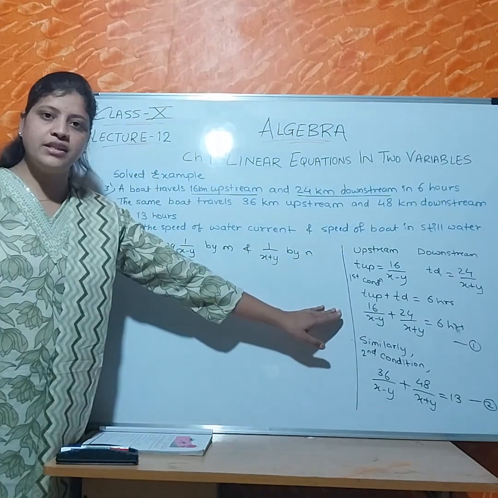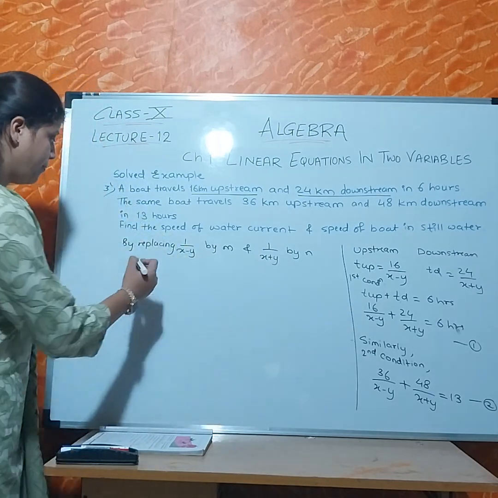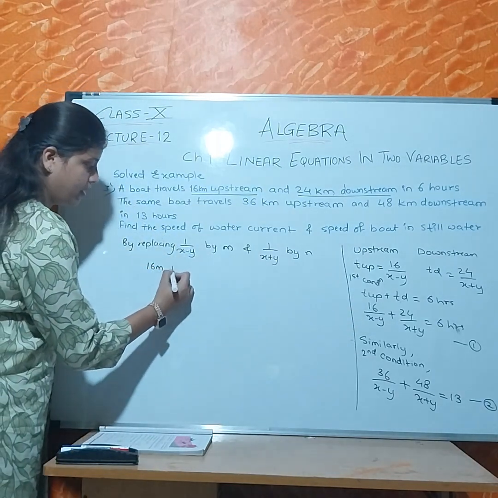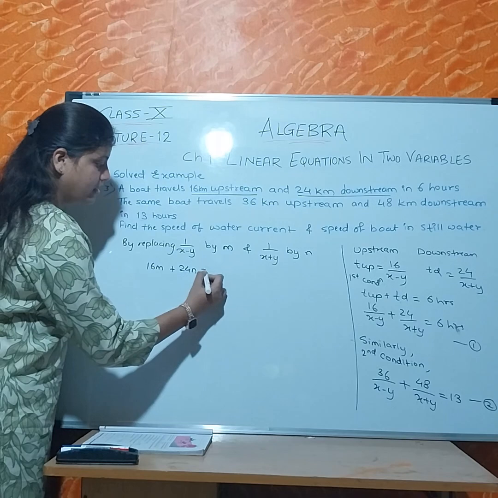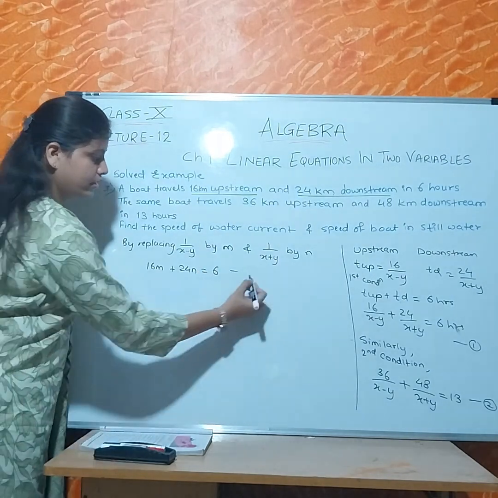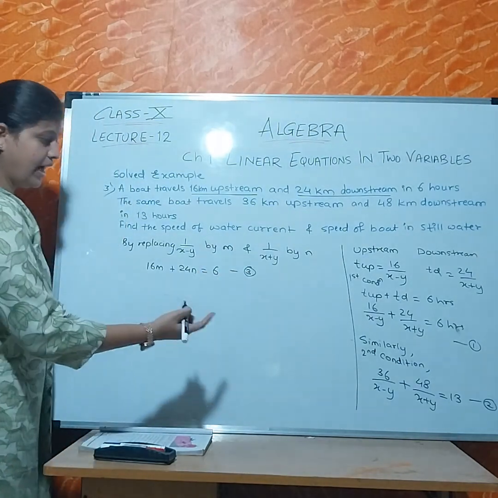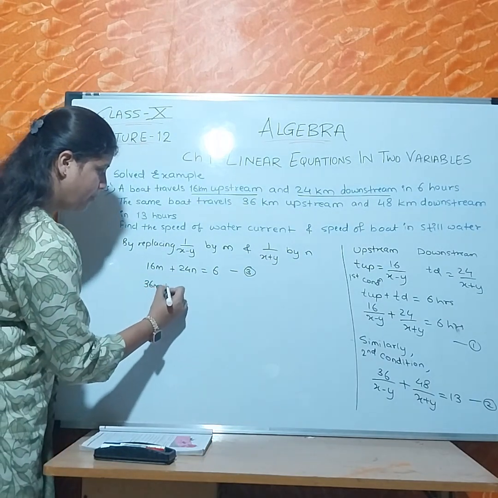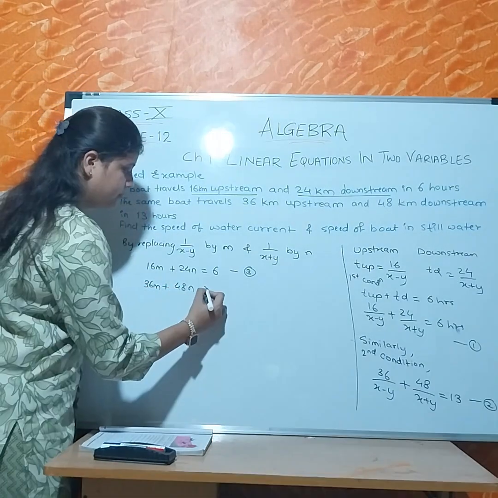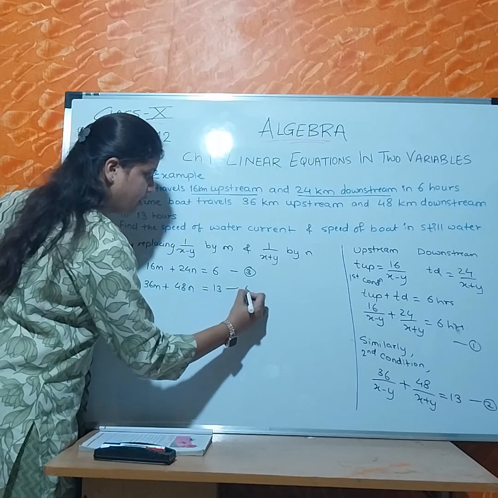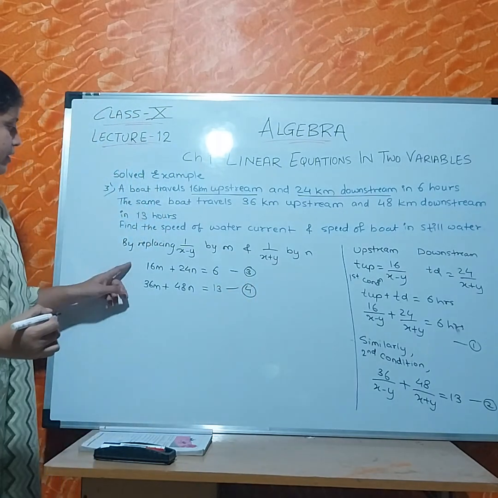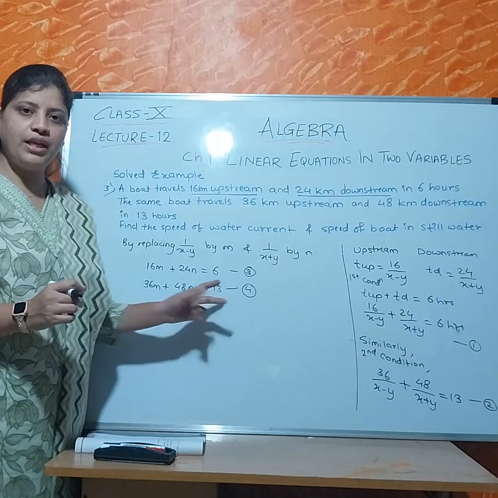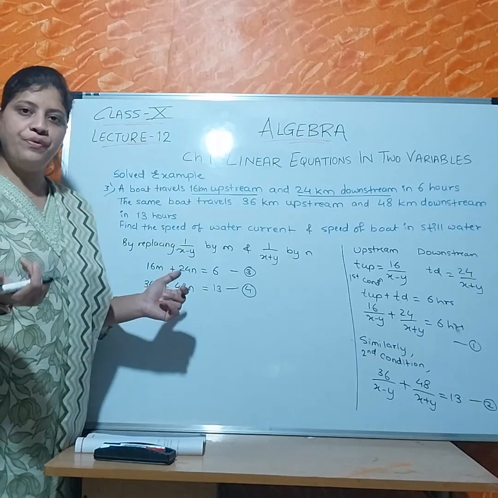What will be this first equation? 16m plus 24n is equal to 6, equation number 3. And what will be the second equation? 36m plus 48n is equal to 13, equation number 4. Now we will solve these both equations. We have to make the coefficients equal.